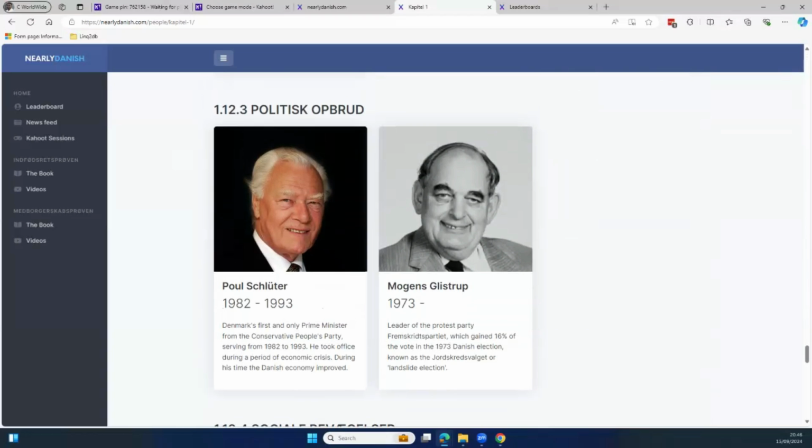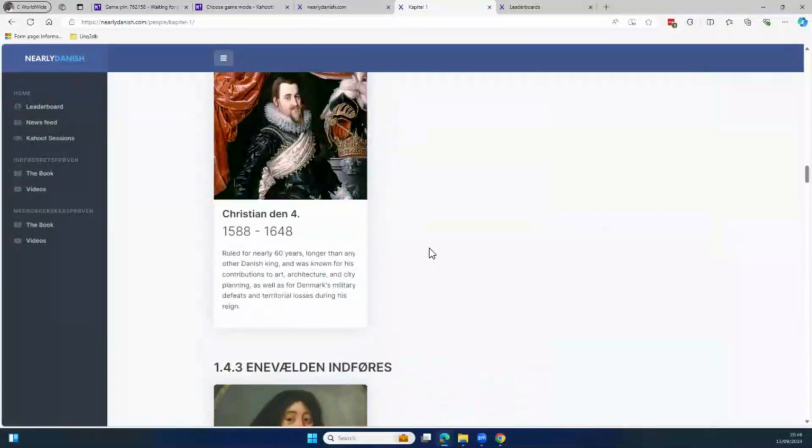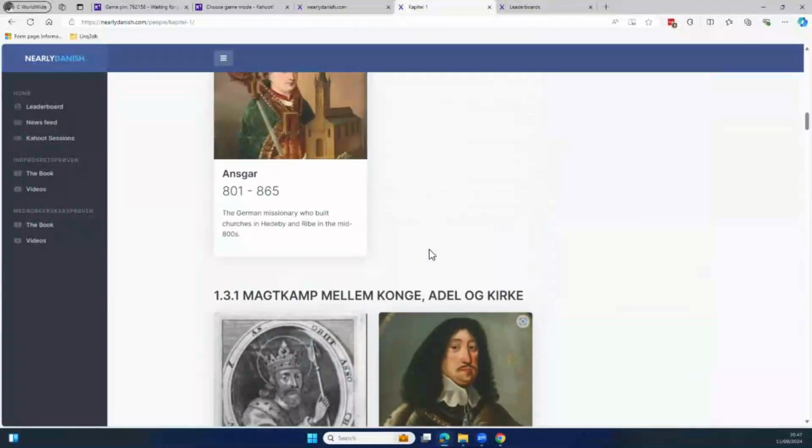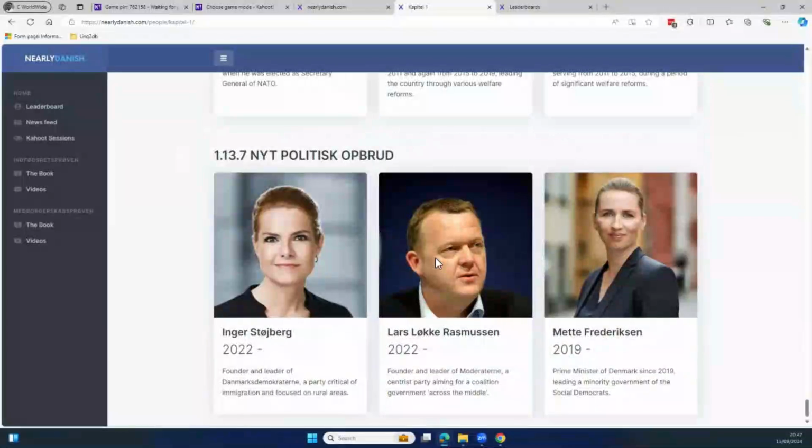So only 17 people got this wrong. Now you know what you don't know. The government is usually the ones that propose laws, and the parliament debates and either accepts or rejects those laws. On to the next one.